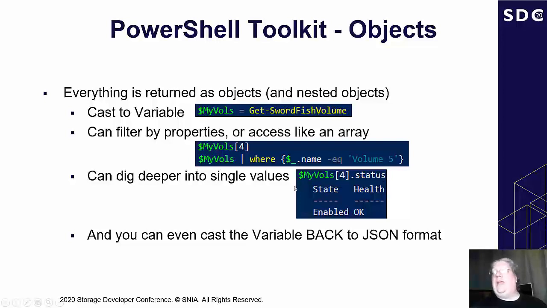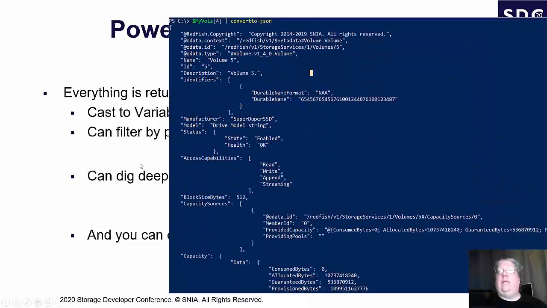Now you can also take any of these objects and cast them right back into JSON format, simply by taking that object, like myvols4, pipe it to convert to JSON. And now it puts back JSON native code. So that puts on screen exactly what the JSON for that volume looks like.